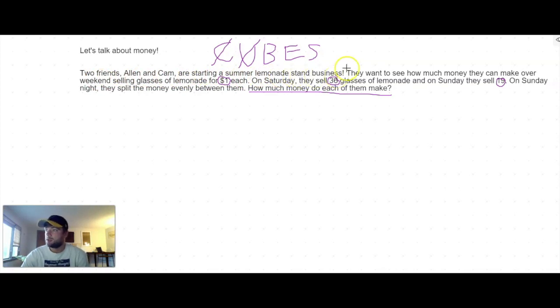I don't see anything super important there for math. They want to see how much money they can make over the weekend selling glasses of lemonade for $1 each. All right, so each glass of lemonade is $1. So that seems important to me. On Saturday, they sell 36 glasses of lemonade, and on Sunday, they sell 19. On Sunday night, they split the money evenly between them.